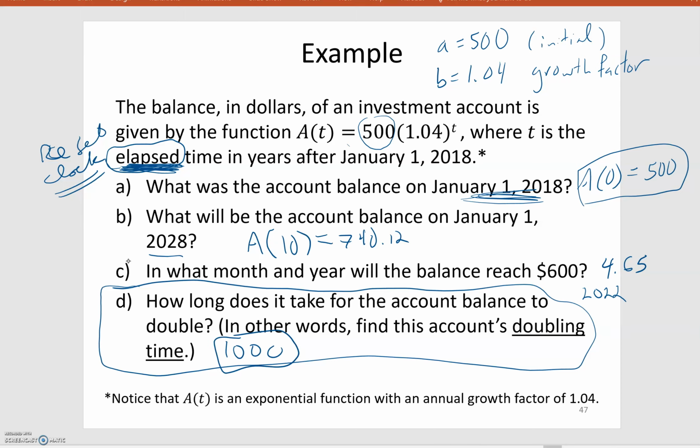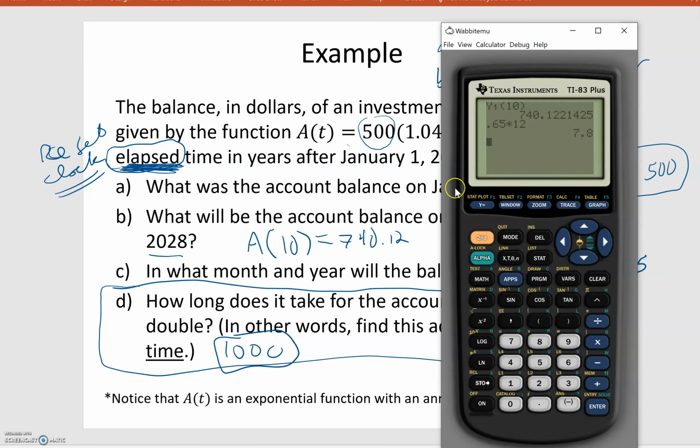But the interesting thing about exponential functions and doubling time is that the doubling time is actually always the same for a given exponential function. So it doesn't really matter what your value is, it will take you the same amount of time to double it. So if you start off with $5, it'll take you the same amount of time to get to $10 as it would if you started off with $5,000 to get to $10,000. So exponential functions have the doubling time as a constant. So with that being said, how do we find it?